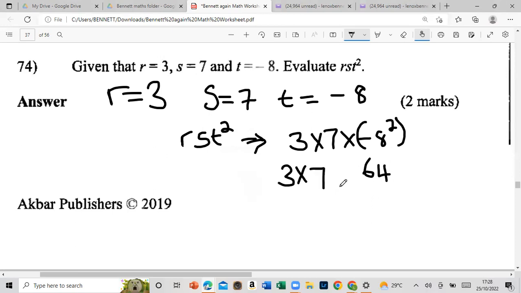And then we say 3 times 7, 21. And then we multiply that by 64. We're going to punch it in a calculator. Type it in fast, guys. What do you get? 21 times 64. Everyone should be able to get all of these correct in CSEC.